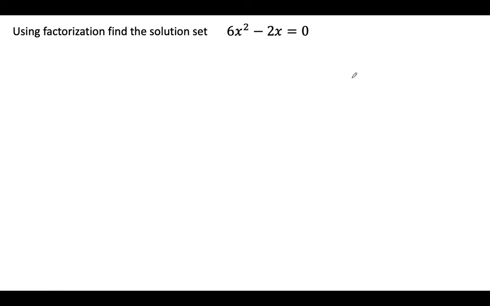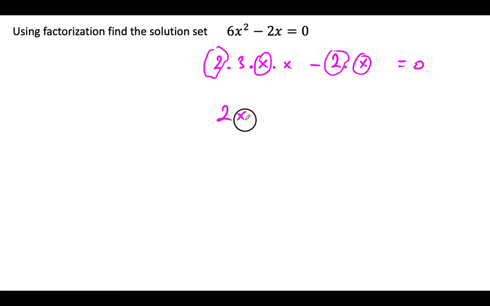Now, second example, 6x squared minus 2x. Using factorization, here we don't need to use the previous way. We can directly use factorization by taking the common terms. 6x squared means 2 times 3 times x squared, and 2x is equal to 0. It's clear that 2 is common. It's clear that x is common.